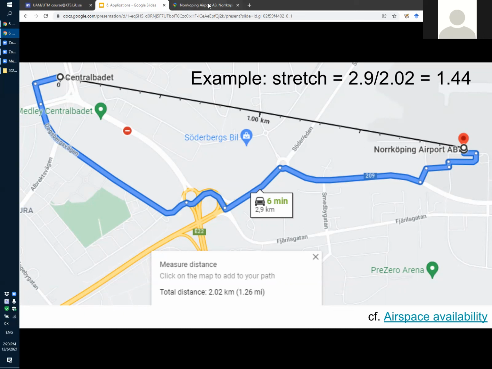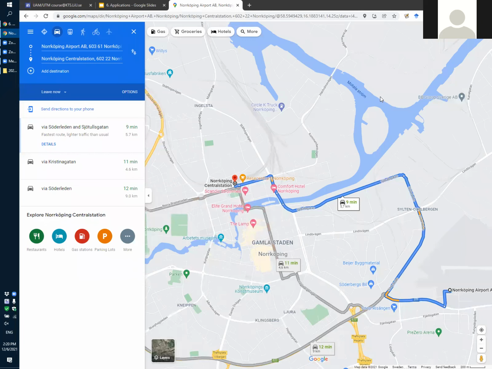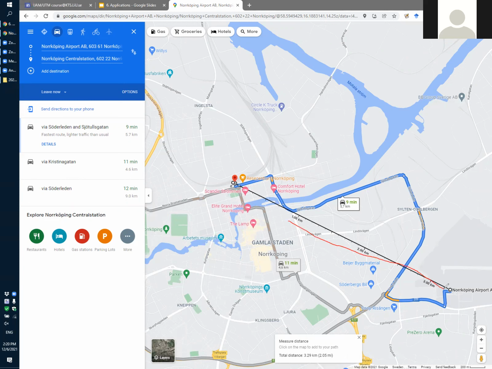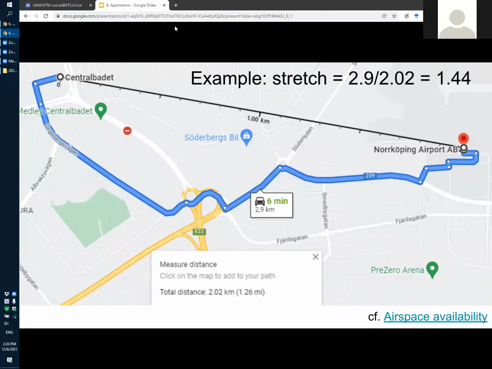And of course, you can compute as many stretch factors as you want using, for instance, Google Maps. Again, here I have from the central station to the airport. You know how to get the directions and the distance along the roads. And if you want the direct distance, you can use the measure distance tool, where you click 2 points and it gives you the distance between them along the straight line. That's as simple as that, the definition and the calculation of the road stretch factor.